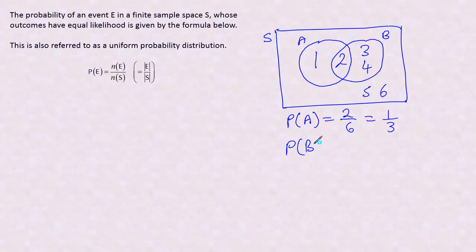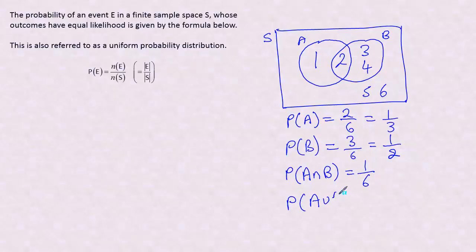The probability of B occurring, now if we look at B, there's 3 elements in there, so that's 3 out of 6, so that's going to be a half. The probability of A intersection B, well, there's just 1 element in there, so that's 1 out of 6, and A union B, and you have to be careful, only count the 2 once, so that's 1, 2, 3, 4 elements out of 6, so that gives us 2/3, and clearly there's other things we can do, such as not A and not B, and so on.